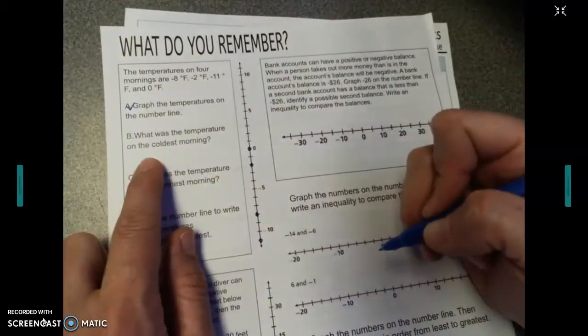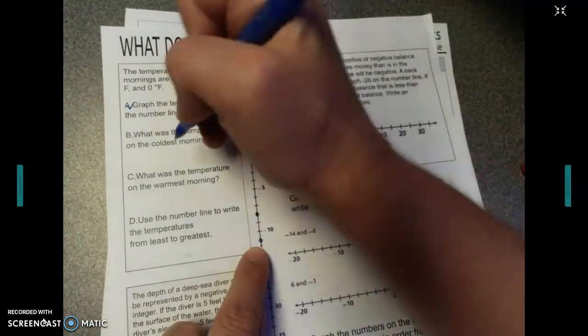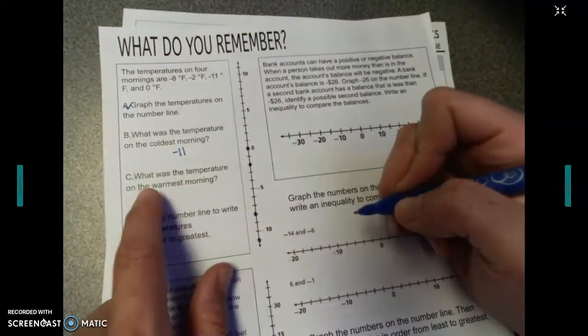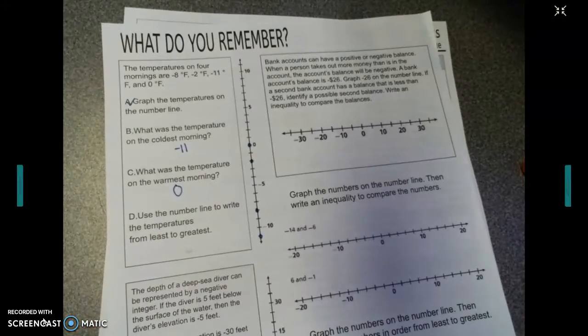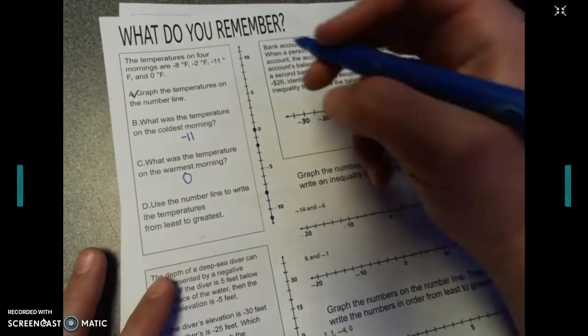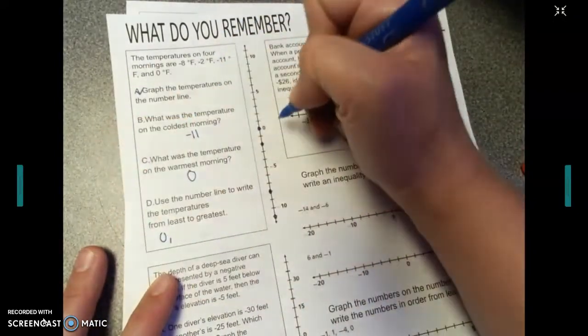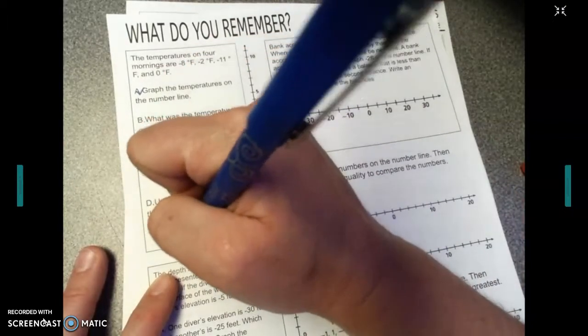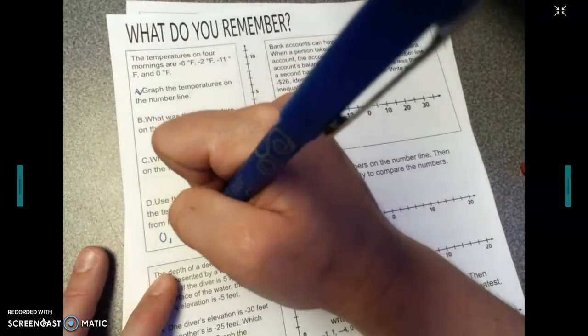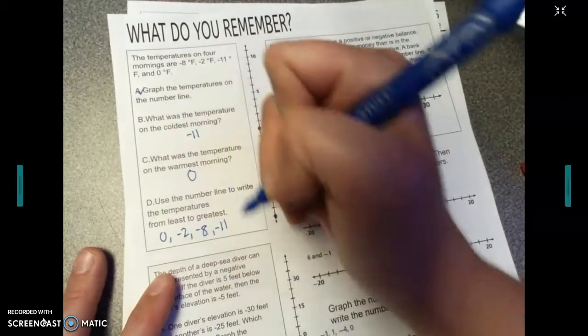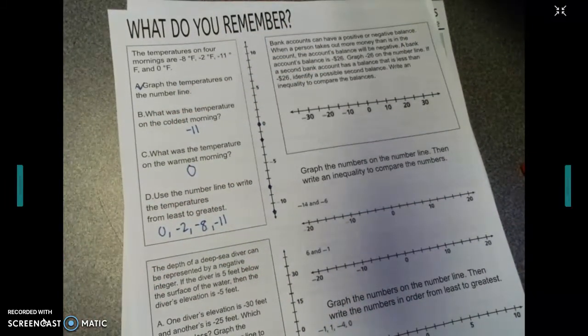What was the coldest temperature? That was -11. What was the warmest temperature? 0. Now we're going to order them from least to greatest. So I have 0, -2, -8, and -11.